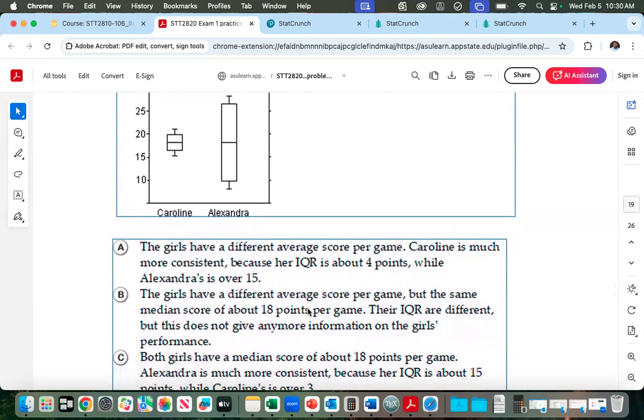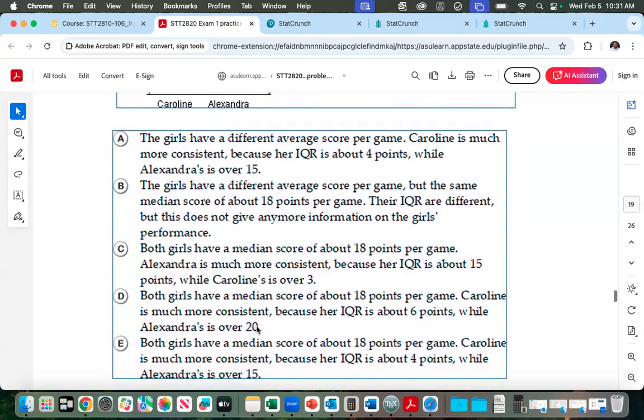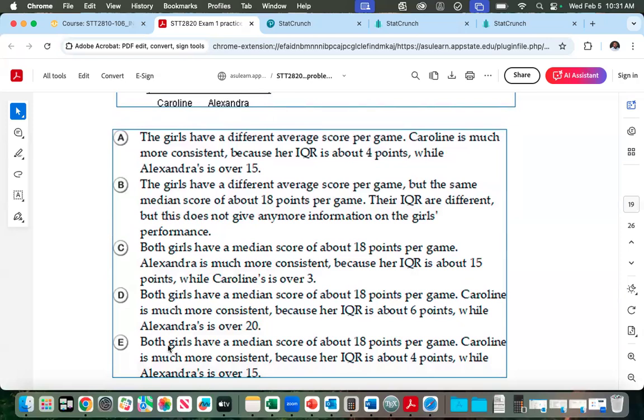And then let's get to this one. B says that the median score is about 18 per game, which is almost true. And it says that their IQRs are different, which is true. But it says the IQR does not give any more information on the girls' performance. It does. It tells us that Caroline's performance is more consistent. So B is also out. So you go through, and then we get to E.